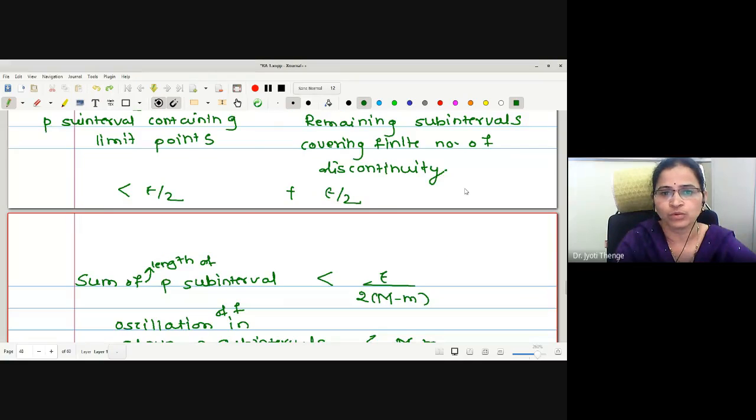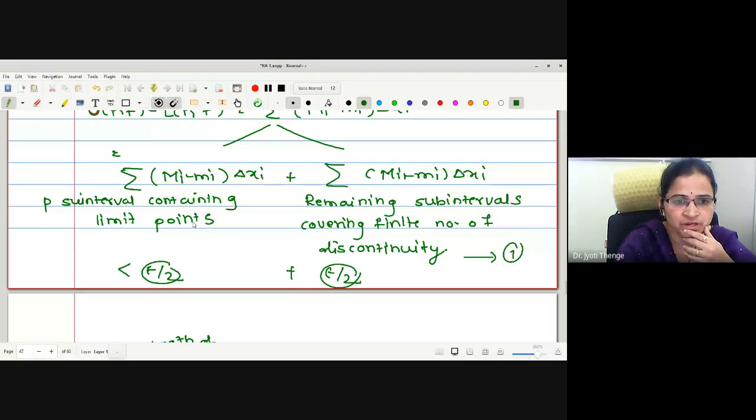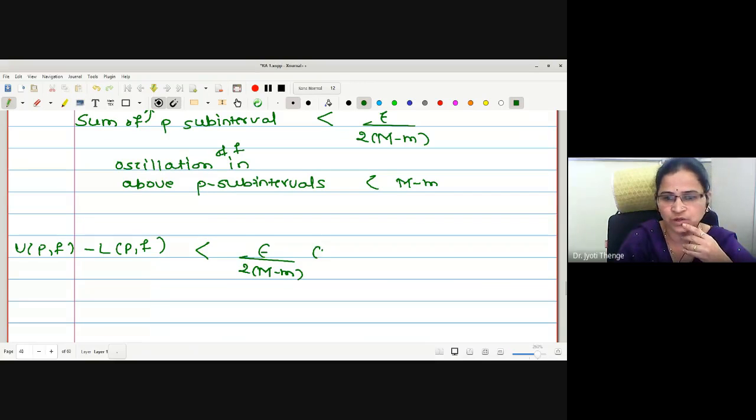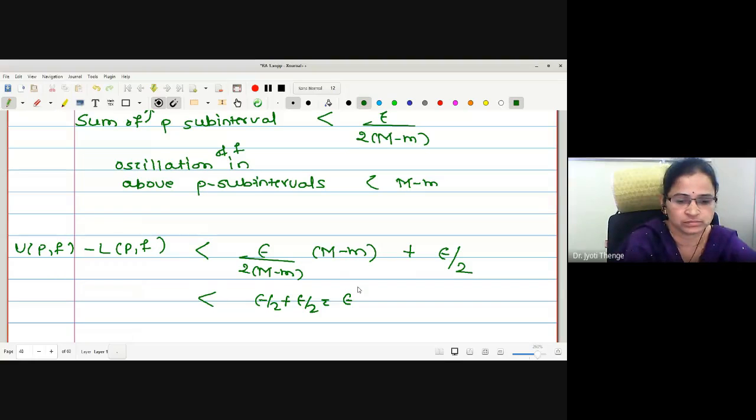Then what about this equation? This is what we want to do. Therefore this above equation number 1 can be written as: the first summation is less than epsilon upon 2 times M minus m into M minus m. And from the second one we are going to adjust epsilon by 2. Put together this is epsilon by 2 plus epsilon by 2, which is epsilon. Is it clear to everybody?